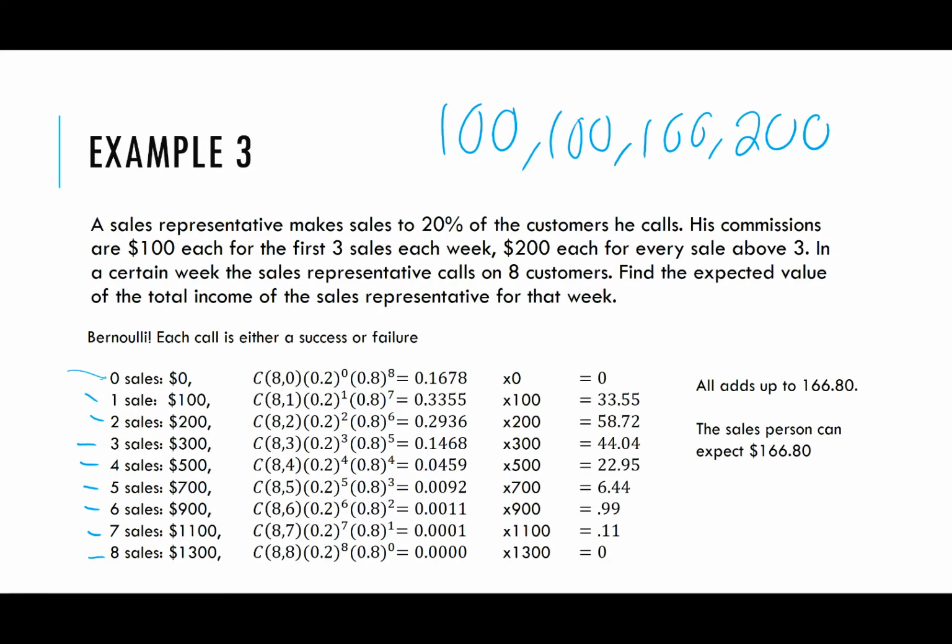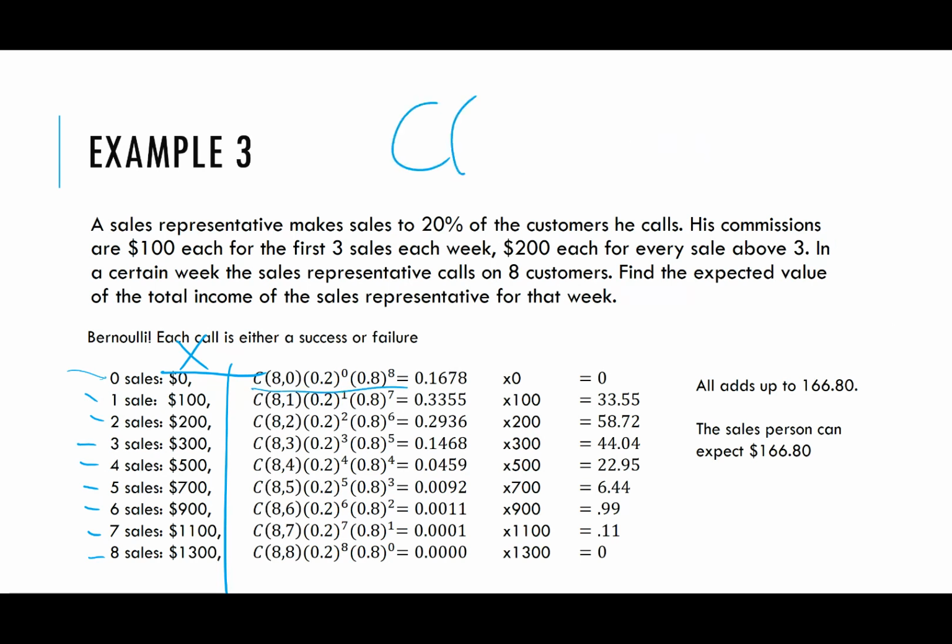So to find the probability, if you're making a table, those are the X values in your table, because those are the amounts of money that he can make at the end of this week, depending on how many sales he made. Now, to find the probability, we are using that Bernoulli formula. That Bernoulli formula was the combination of N choose R, probability of success to the R power, and then probability of failure to the N minus R power.